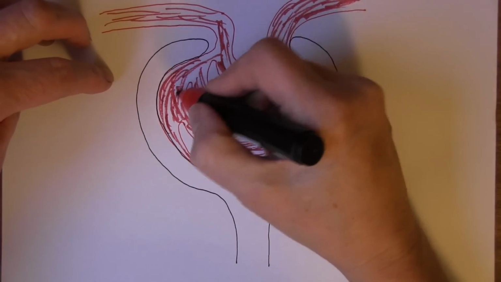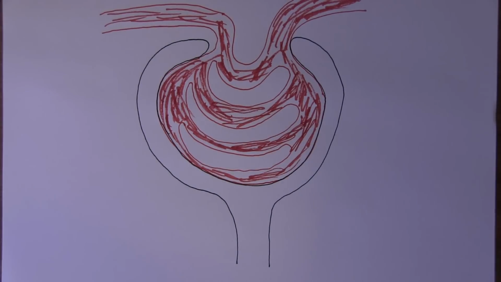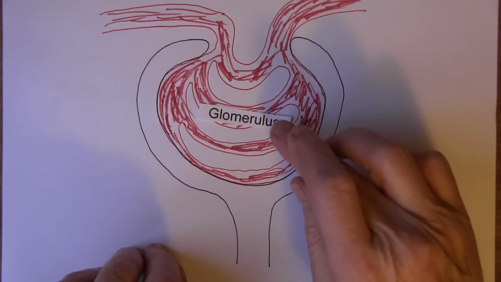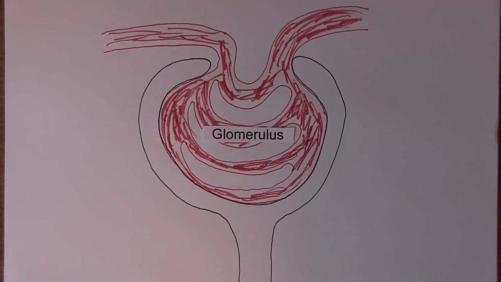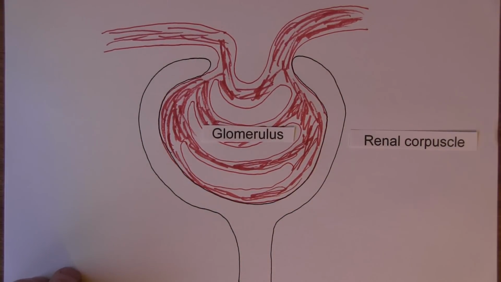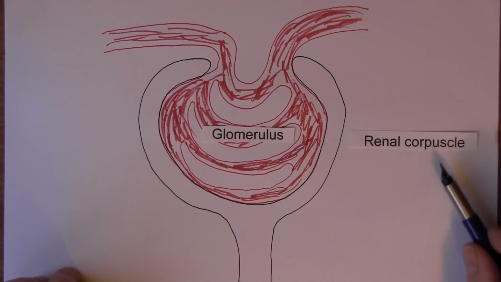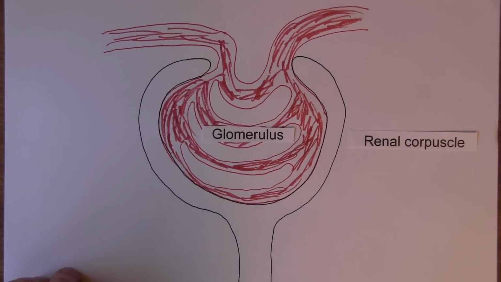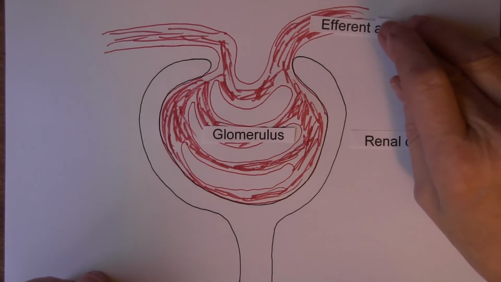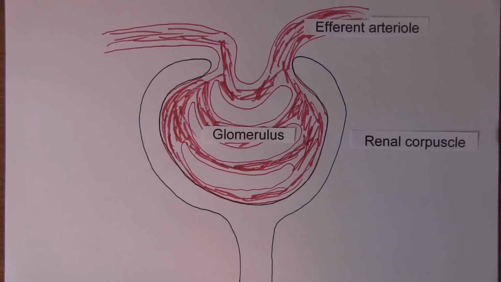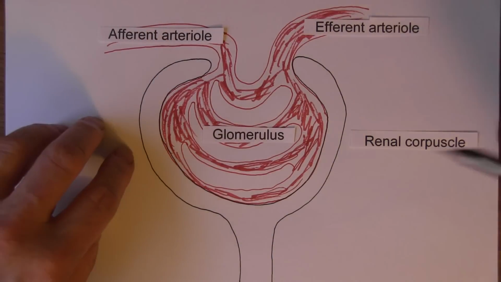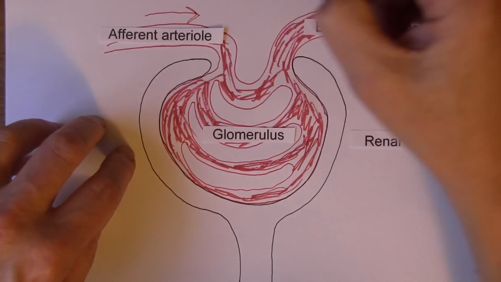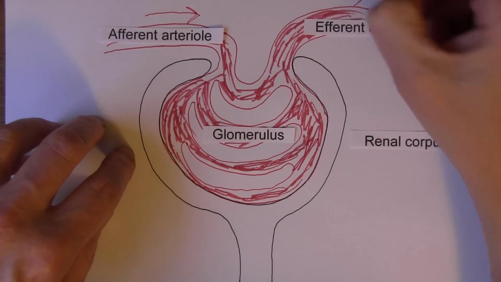So here we have the blood in the capillaries of the glomerulus. Now the ball of capillaries is called the glomerulus. That is the ball of capillaries. The whole thing, this whole bit here, the capsule and the capillaries, is called the renal corpuscle. The efferent arteriole is taking blood away from the glomerulus. The afferent arteriole is taking the blood into the glomerulus. That's the direction of the blood flow.